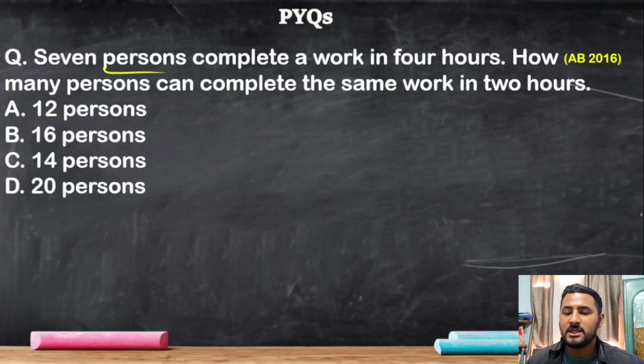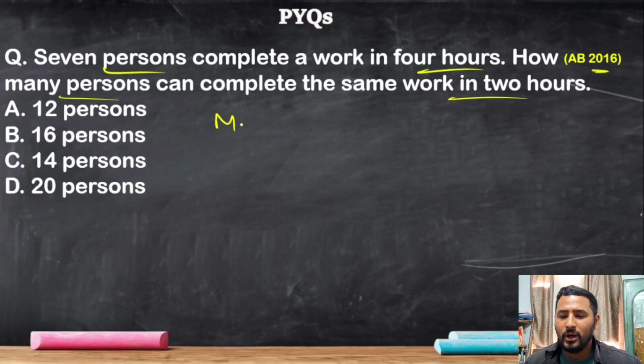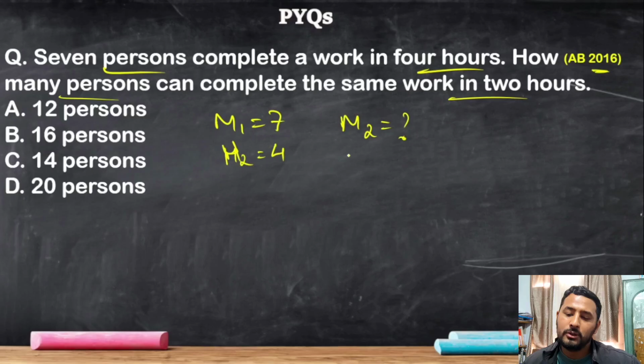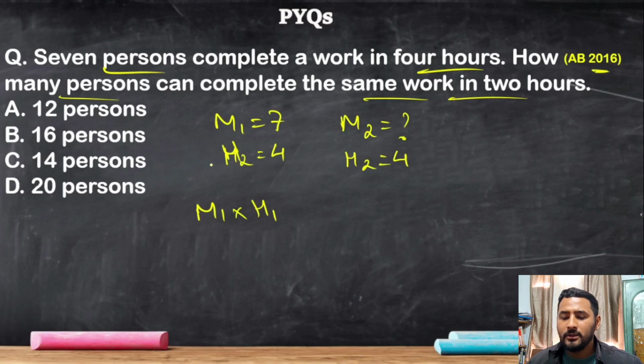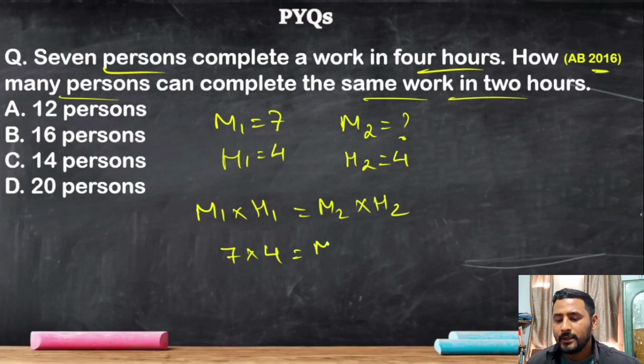Let's see one more. 7 men complete a work in 4 hours. AB 2016. How many men can complete the same work in 2 hours? Very easy. M1 is given as 7, then H1 is 4. M2 we don't know. They are doing the same work. So M1 into H1 equal M2 into H2. Put the values, get the answer. 7 into 4 equal to M2 into 4.